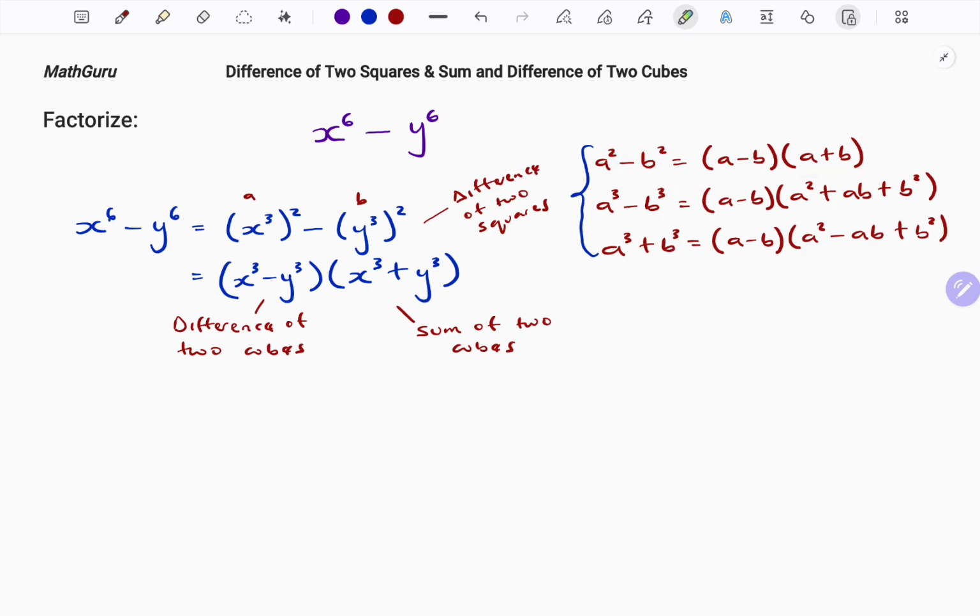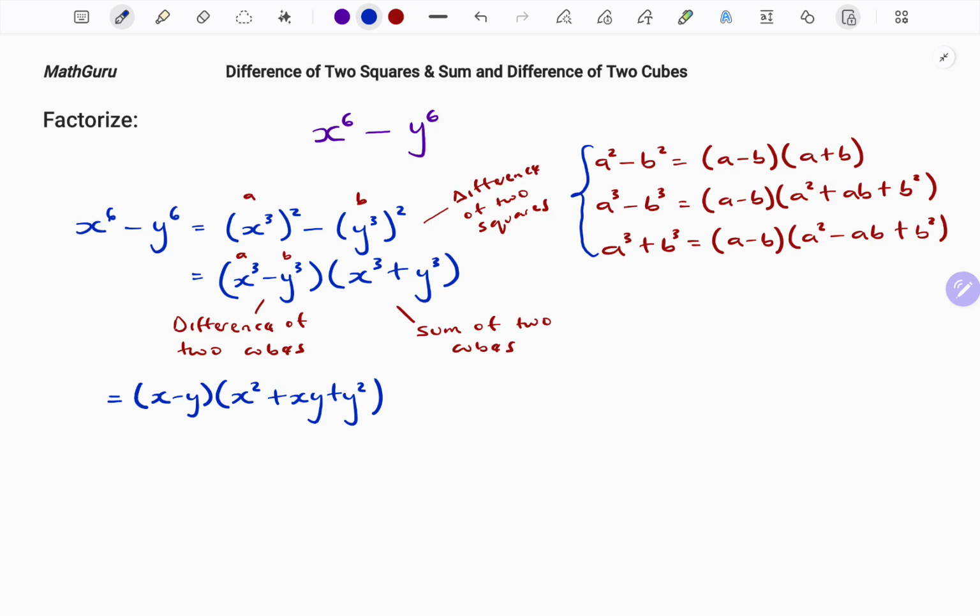Then I'll move to the difference of two cubes using this expansion. In this case, my x cube here will be my a and my y cube here will be my b. So therefore, using the difference of two cubes expansion, that will be my x minus y multiplying x squared plus xy plus y squared.